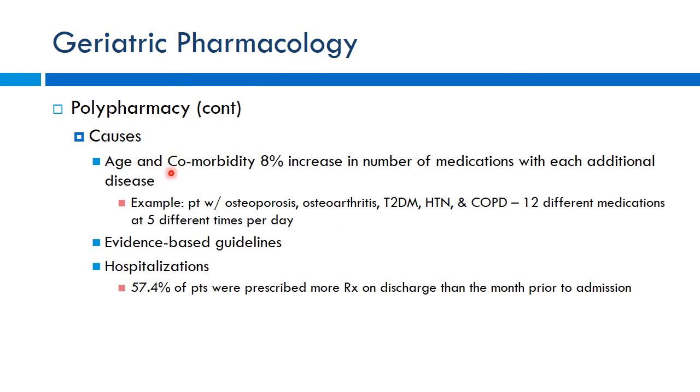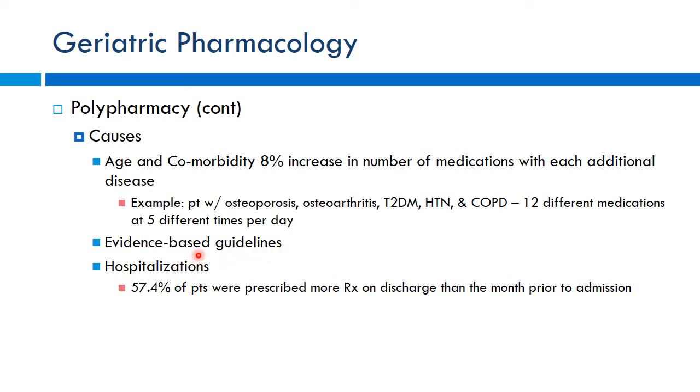So again, looking at some of these causes, with age and comorbidity, you see about an 8% increase in the number of medications with each additional increase. For example, if you had a patient with osteoporosis, osteoarthritis, type 2 diabetes, hypertension, and COPD, and it's not uncommon to run into patients like this, they're going to have 12 different medications that they're taking at 5 different times a day. So how easy do you think it is for them to keep up with that? I could not keep up with that. I'm a pharmacist, right? Think about it, they have memory impairment issues, they have dementia, all of that is going to make it very, very difficult unless someone is actually giving it to them.